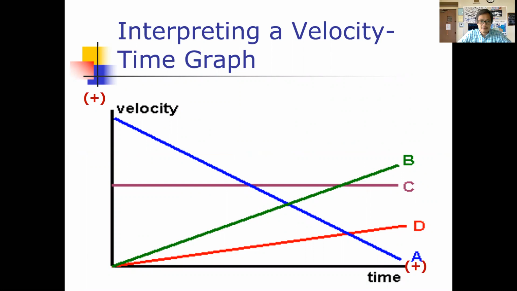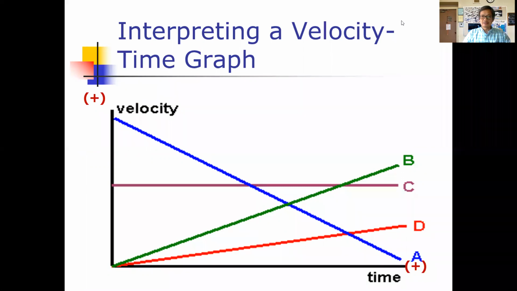First of all, this is a velocity time graph, with velocity plotted along the y-axis and time plotted along the x-axis. Hopefully you recognize that we have 1, 2, 3, 4 different objects being observed. We observed 4 different objects and their velocity over a certain time interval, and we were able to project that information onto here.